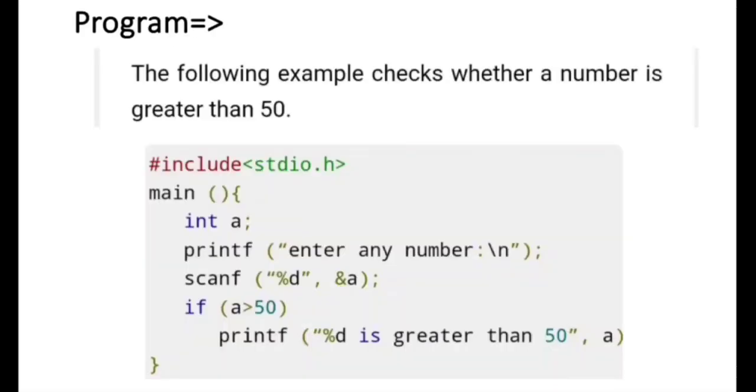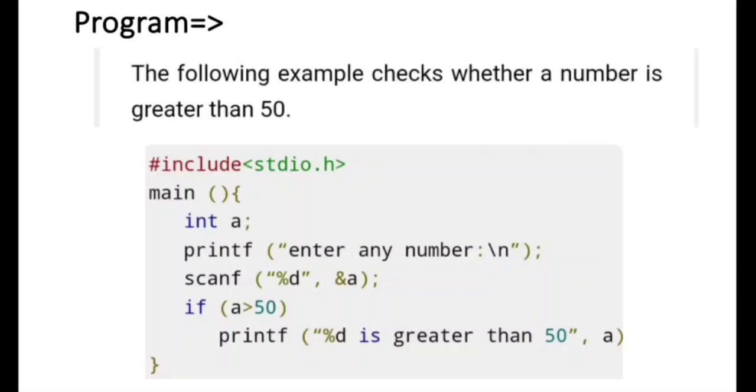And the example program: we are going to take an example based on the simple if statement. The following example checks whether a number is greater than 50. So we write #include stdio.h, then the main function, and open the curly braces. In that we declare an integer, then printf enter any number \n which represents the next line, and then scanf of %d ampersand a, and then we write the condition for whether the number is greater than 50.